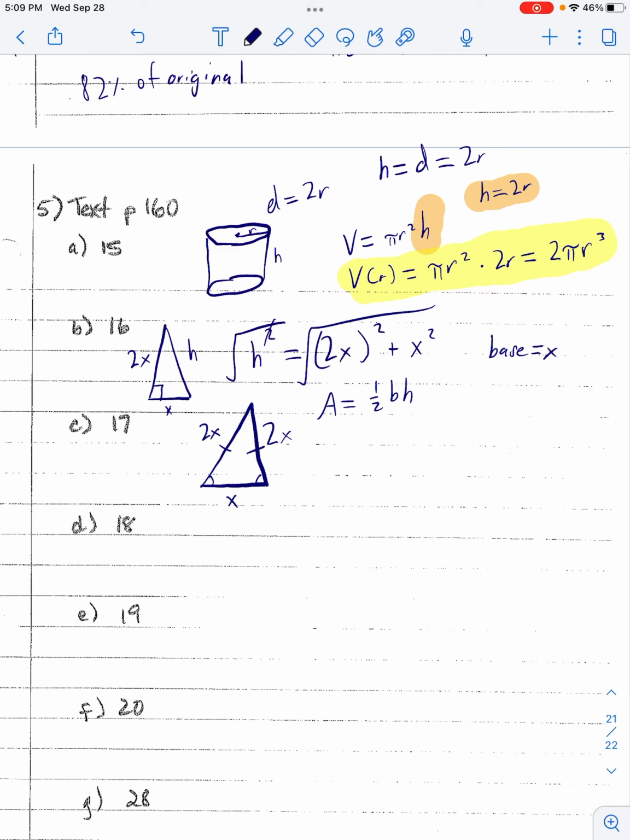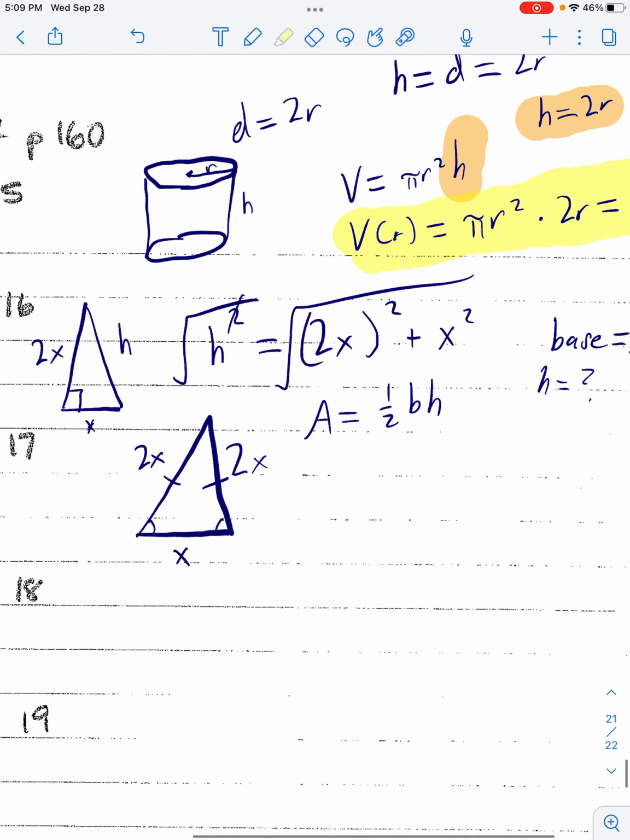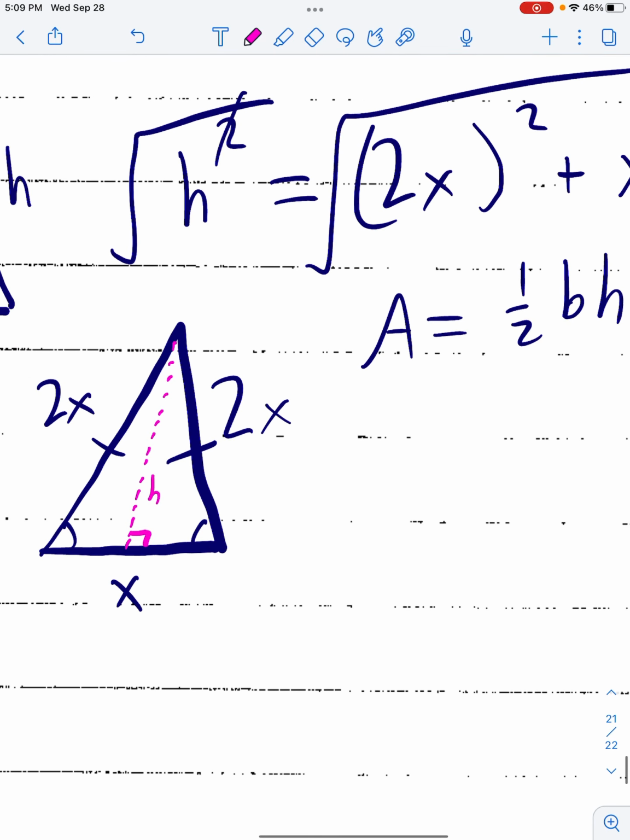My base equals x, okay? We've got to figure out what the height is in terms of x. This pink dashed line right here is going to be the height. So let's zoom in on this. Our height forms a right triangle with the base. So let's zoom in on just this right triangle on the right.